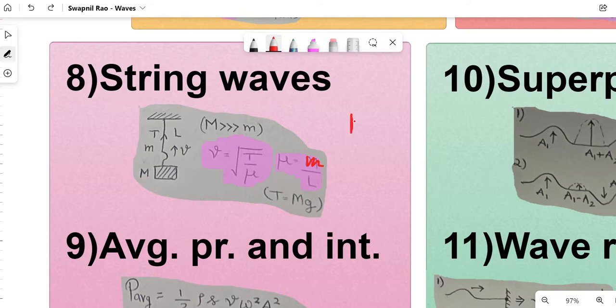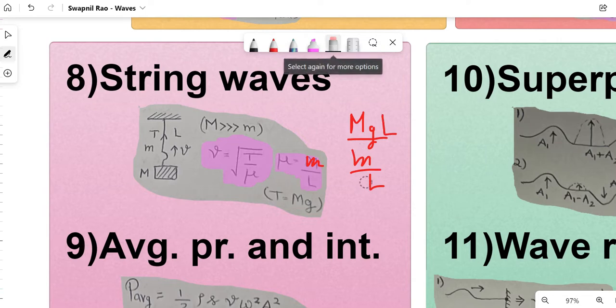If you replace T, it would be Mg. And please do pardon me for the bad handwriting, I'm using a mouse right now, not a writing pad. And this would be m by L. So obviously this L will go to the top and you'll get this formula. The final formula would be the square root of MgL by small m.